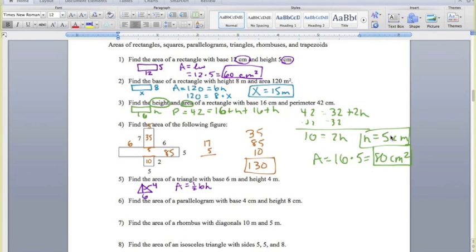So then we end up with 1/2 of 6 times 4, which gives 12, and there is a unit here, so we need to make sure to include units in our answers.